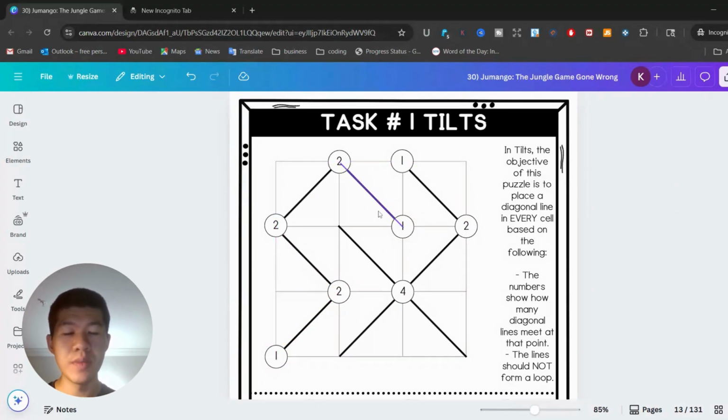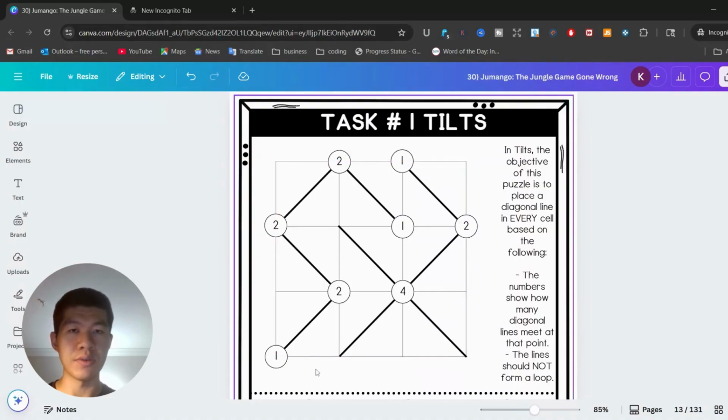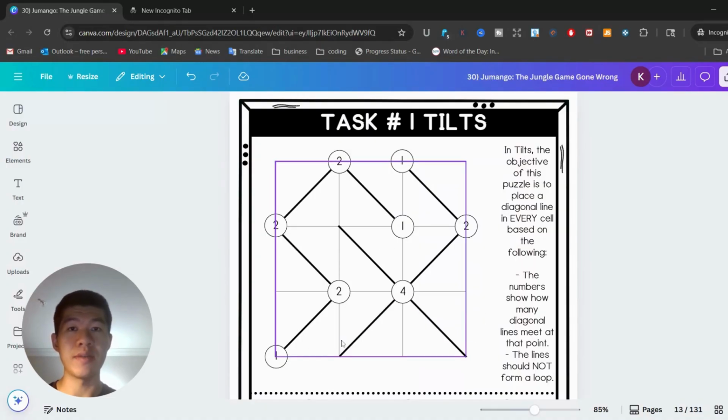And in the end, all the lines are drawn, and there's no continuous loop that is formed when I draw these lines here. So that meets all the criteria of the puzzle, and that's how you play the game of tilts.